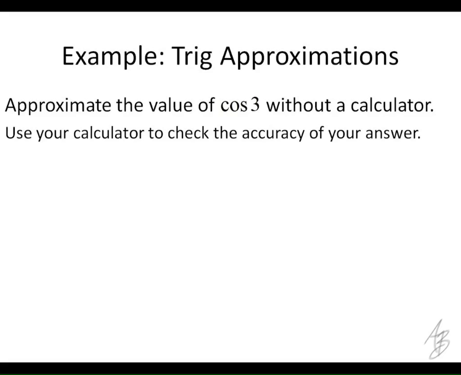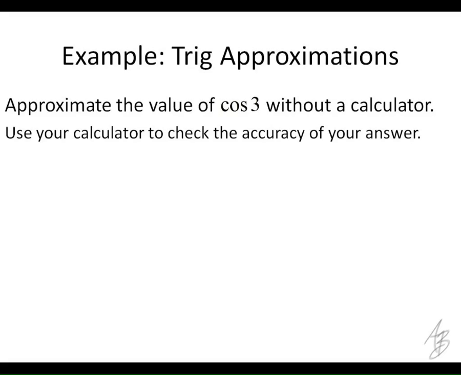First thing I want to say here is that we're going to approximate the value of cosine of 3 in radians and not in degrees. So if we were in degrees, we'd actually be really close to 0 at the beginning of the period. Since we're doing it in radians, we're pretty close to what? Pi. So we're going to approximate it using pi as our anchor point here, and we'll see how accurate we are with it.